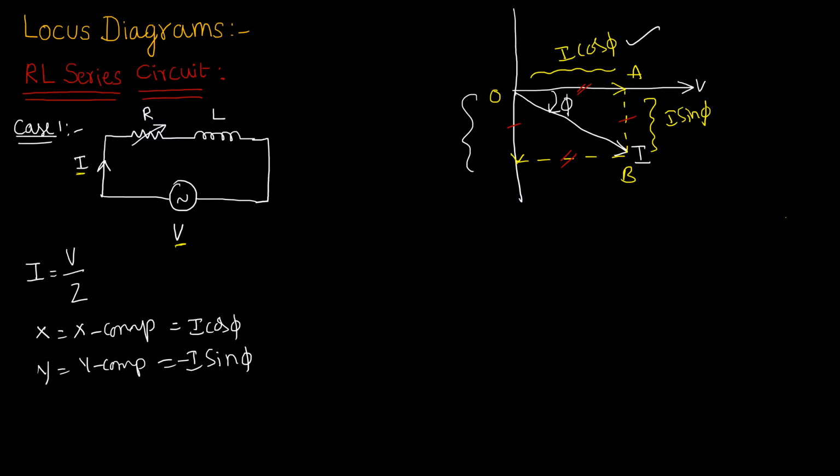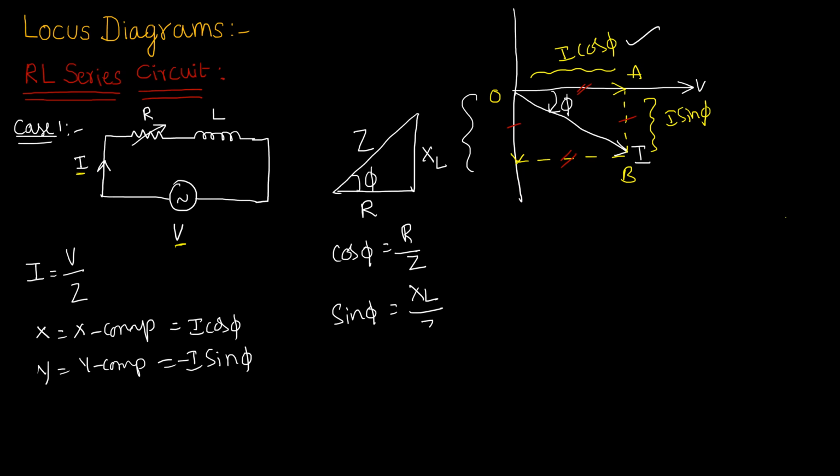Now we all know very well the impedance triangle for RL. This is the impedance triangle: this is R, this is XL, and this is the impedance Z. How much angle will it make? Phi. Now from this triangle, cos phi is R by Z, and sin phi is XL by Z. Z is the root of R square plus XL square.